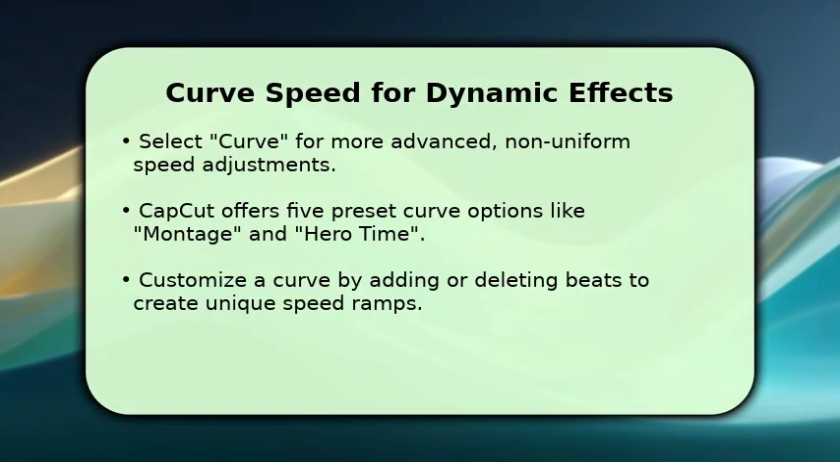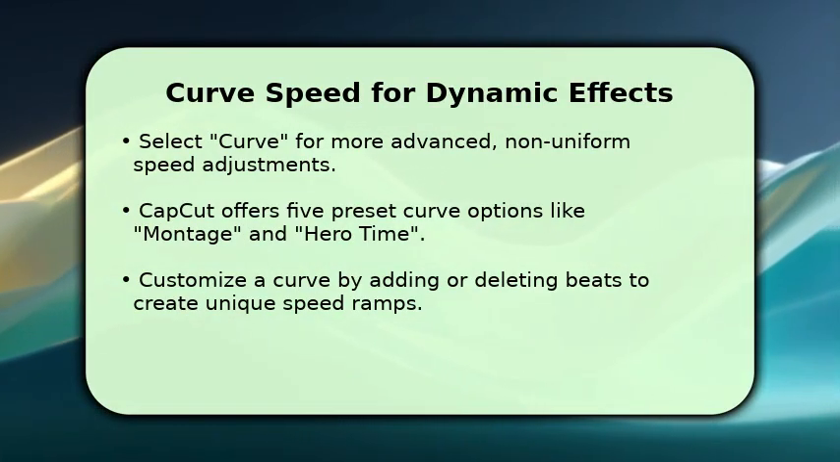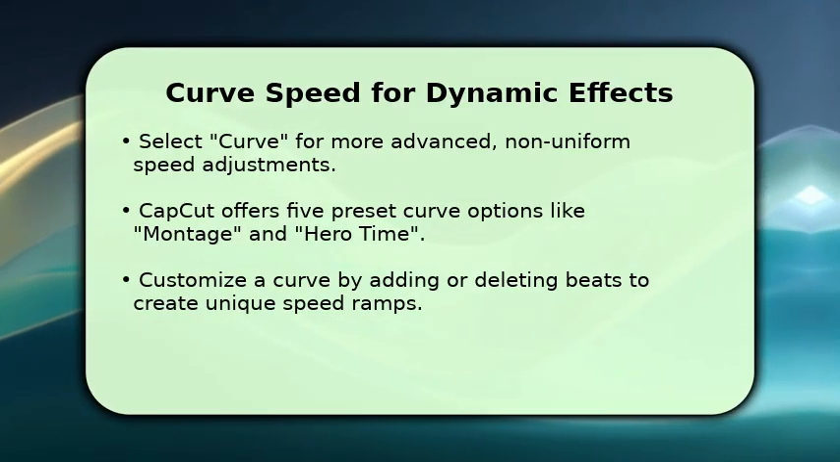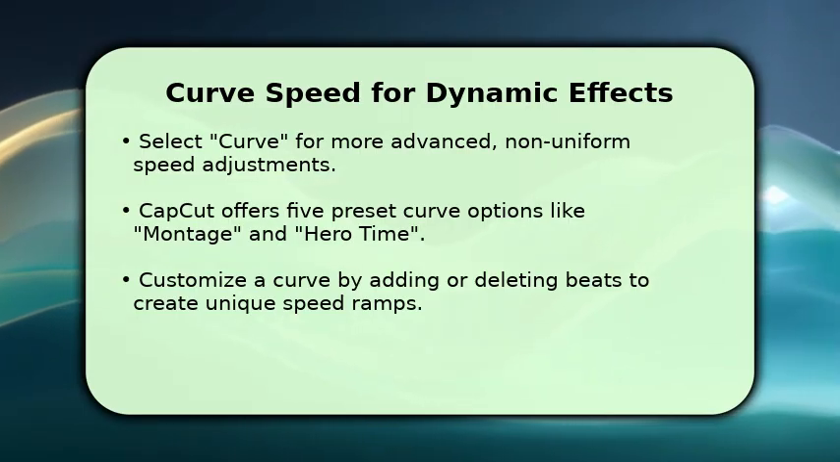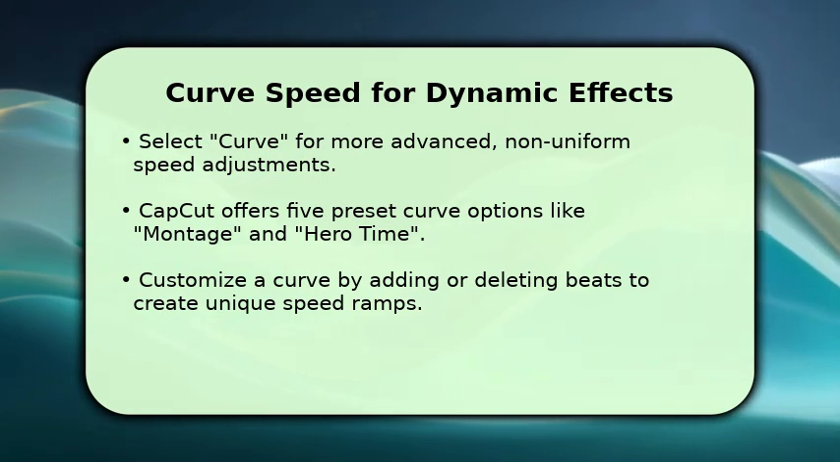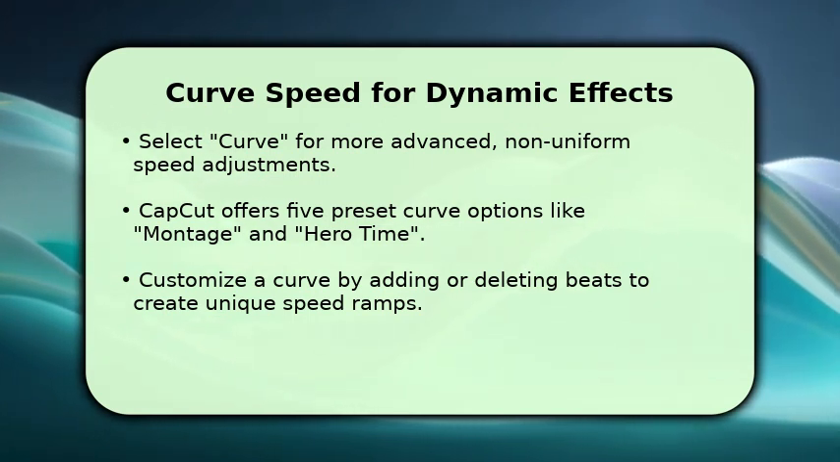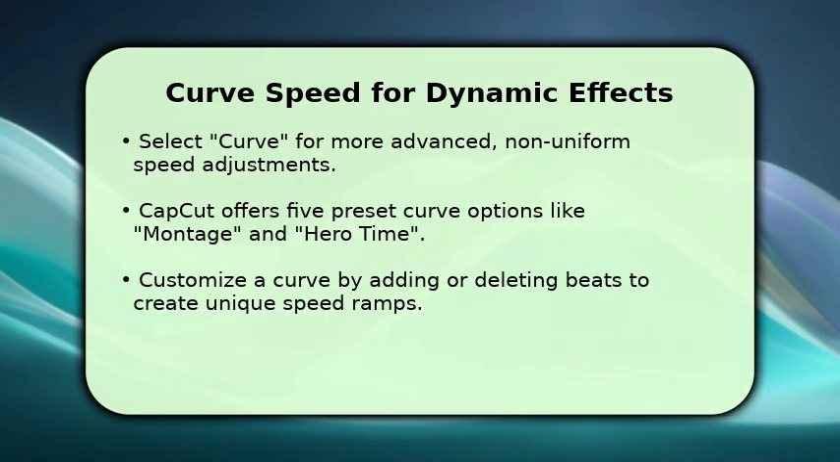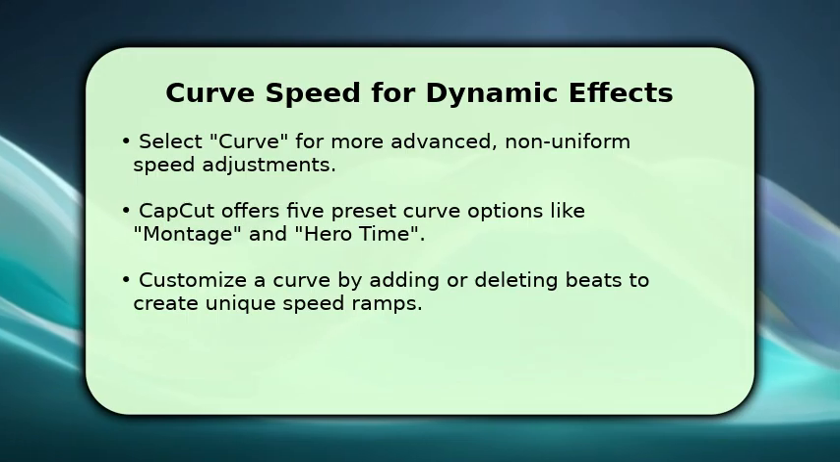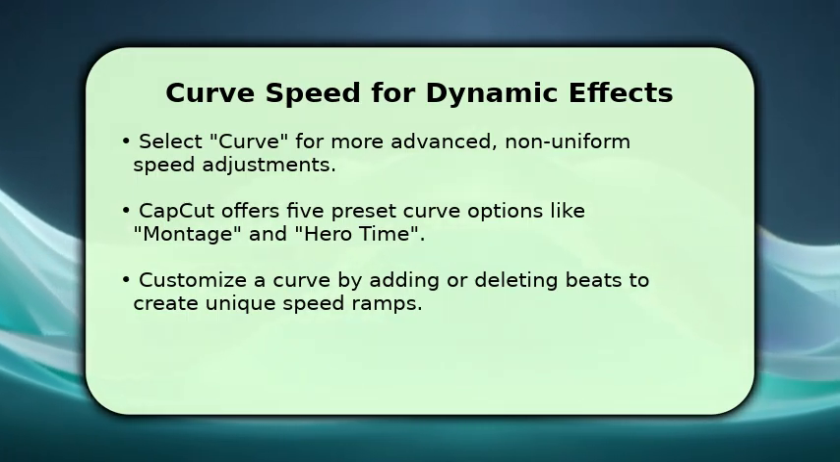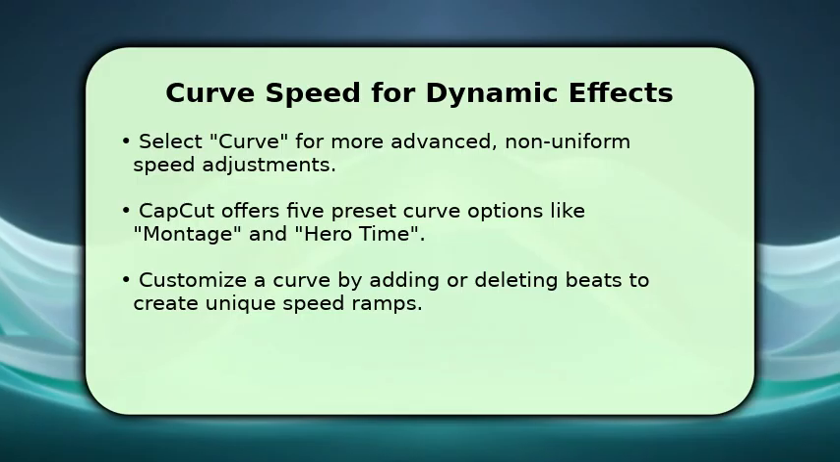If you're looking for more dynamic and creative speed changes, the Curve option is perfect. This feature allows you to apply non-uniform speed adjustments, creating exciting speed ramps. CapCut provides 5 helpful preset curves, such as Montage and Hero Time, to get you started. You can also customize a curve by adding or deleting beats, then dragging the points up or down to control the speed of specific segments. It's a fantastic way to add flair to your edits.